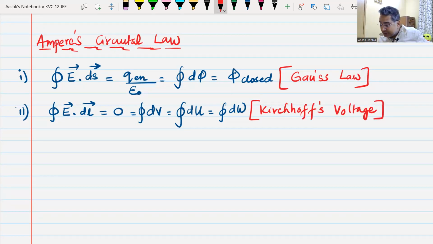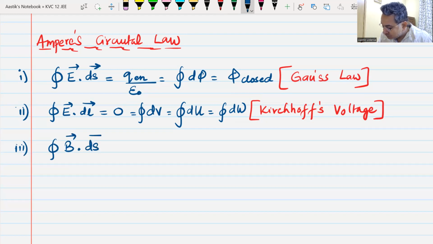These are the two revolutionary laws that we saw in the previous chapter. In this chapter, let me take the counterparts. Counterpart number 1, integral of B dot ds. It will come in the next chapter actually, but let me introduce this gentleman here.